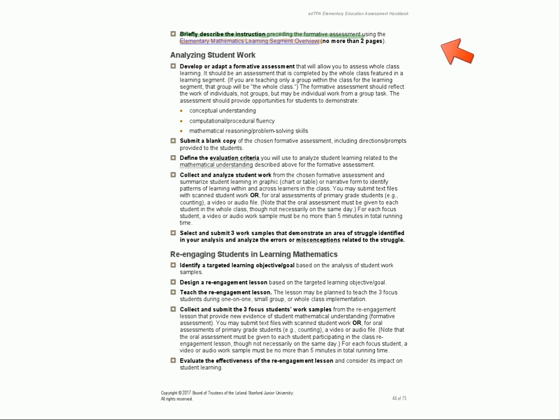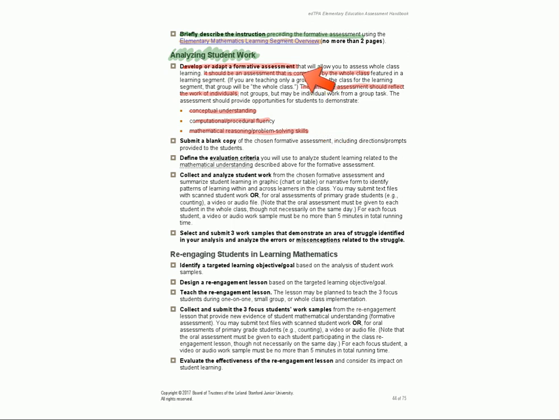All right? Now this next section is going to be probably the thickest section of the task. So let's go through this step by step. The next thing that you'll be working on is analyzing the student's work. Now, first you're going to have to develop or adapt a formative assessment. It should be an assessment that is completed by the whole class, and the formative assessment should reflect the work of individuals. All right? And around these 3 things: conceptual understanding, computational and procedural fluency, mathematical reasoning, and problem-solving skills.